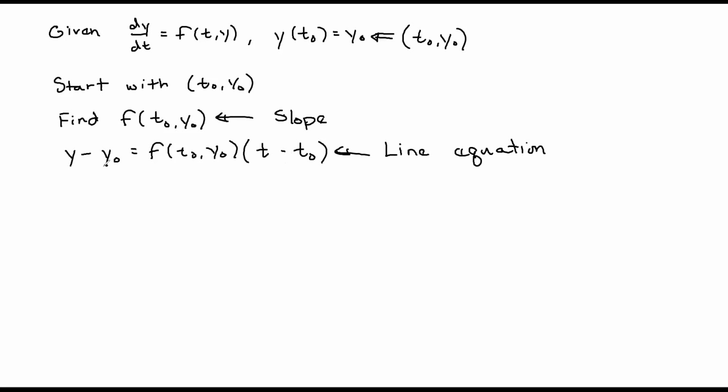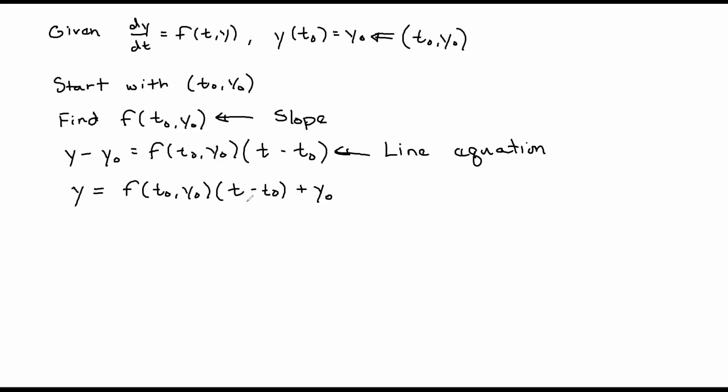And then next we can go through and move the y naught to the other side. And so we get y equals f of t naught comma y naught times t minus t naught plus y naught. All right, so this is the equation of a line that goes through our starting point with the slope that we want. Now you can plug in t values and out will come y values.